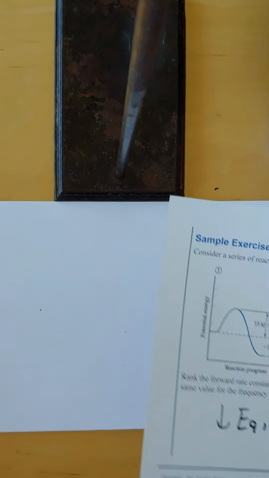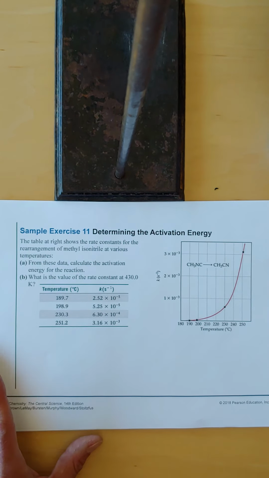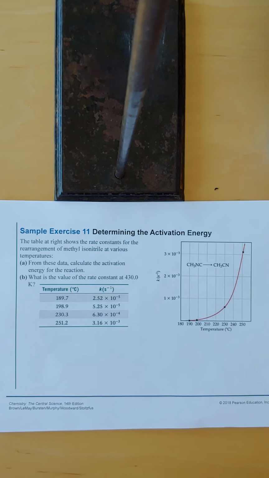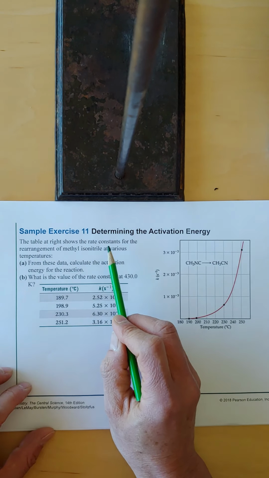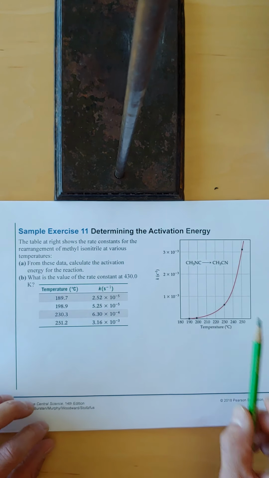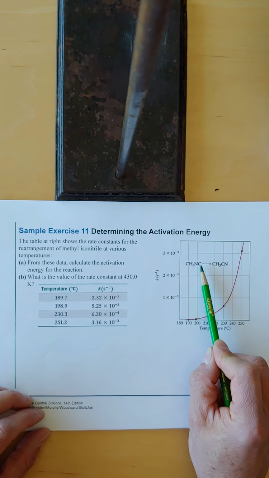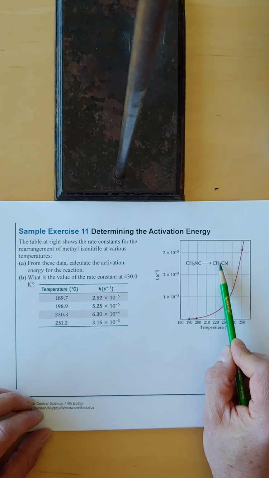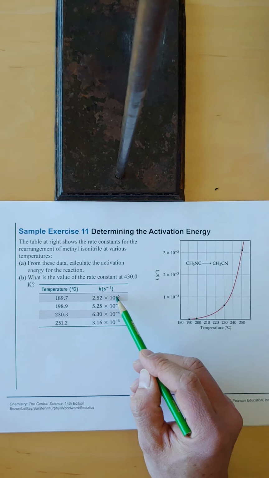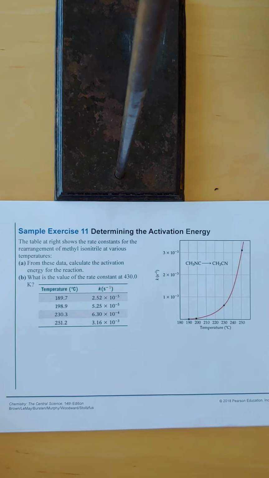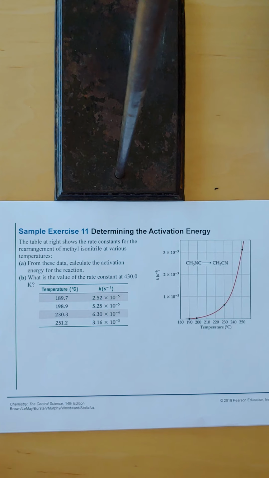So we can also graphically determine the activation energy of a reaction, right? And so what we can do is look at a graph. This is our reaction of the rearrangement of methyl isonitrile, CH3NC, which rearranges itself into CH3CN, or acetonitrile. And at various temperatures, we've got different rate constants. And so we're asked to calculate the activation energy from that reaction, okay? We want to determine what that activation energy is, right?